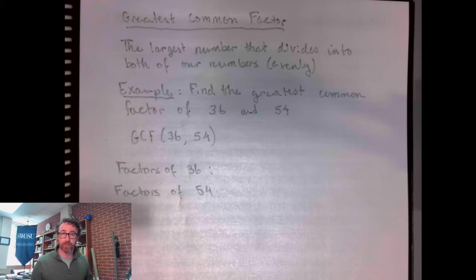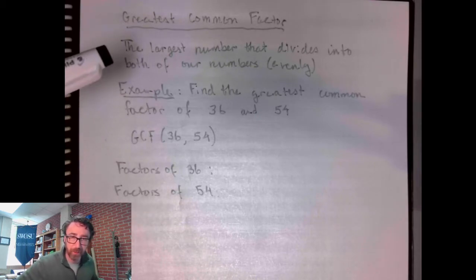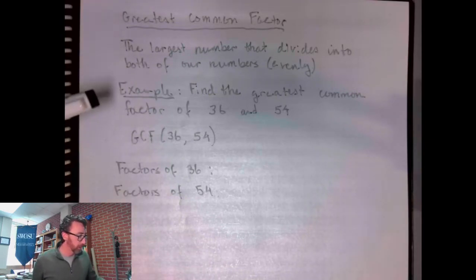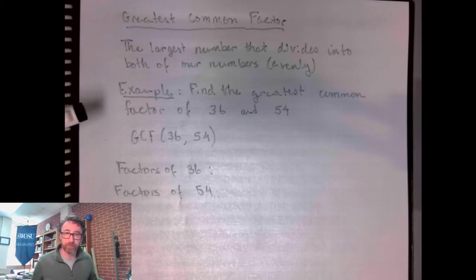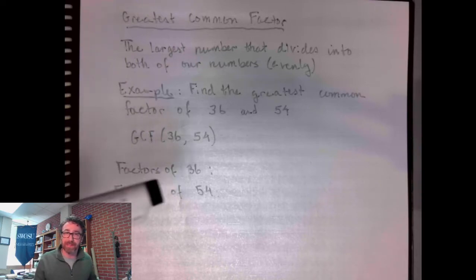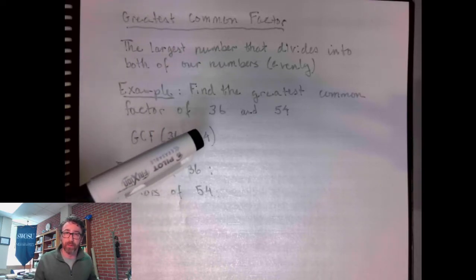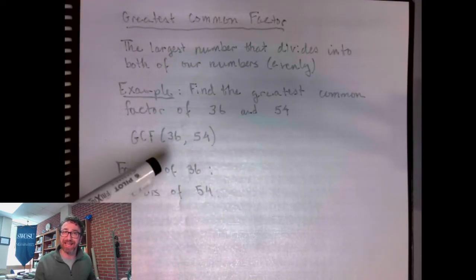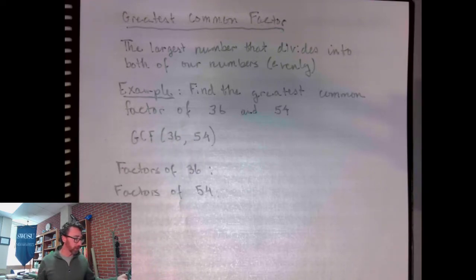Just so we're all on the same page, the greatest common factor of two numbers is the largest number that divides into both of them evenly. Let's start with an example. The question we're trying to tackle is finding the greatest common factor of 36 and 54, and usually we just abbreviate it GCF. GCF of 36, 54.